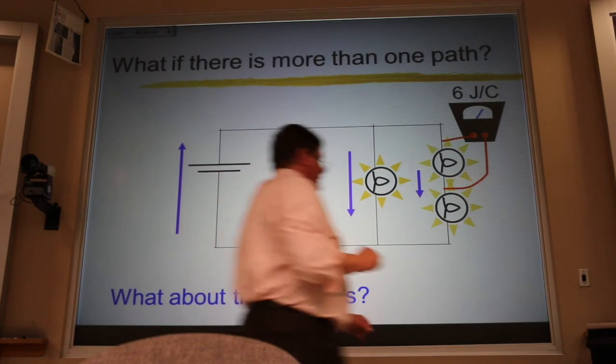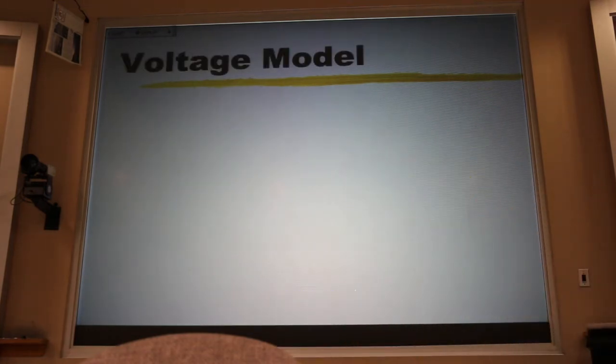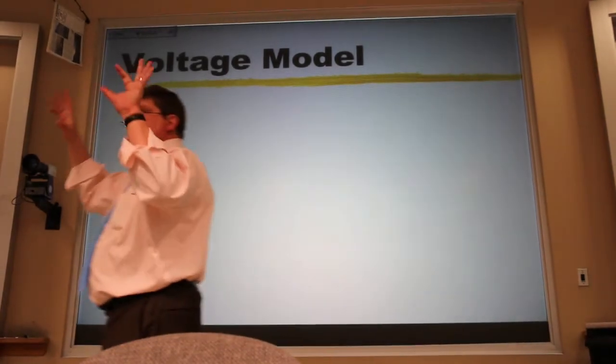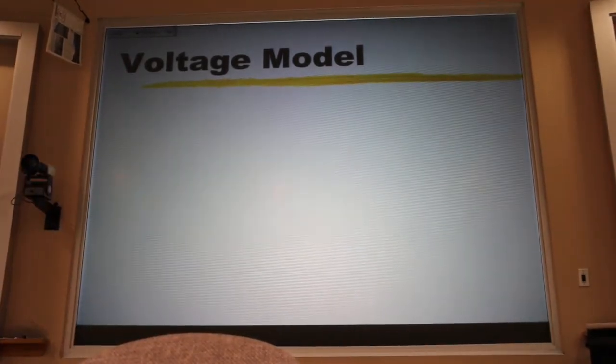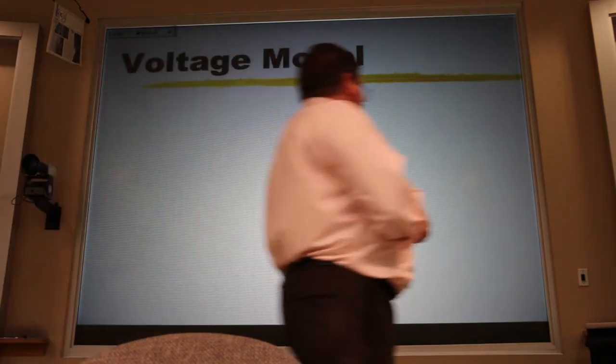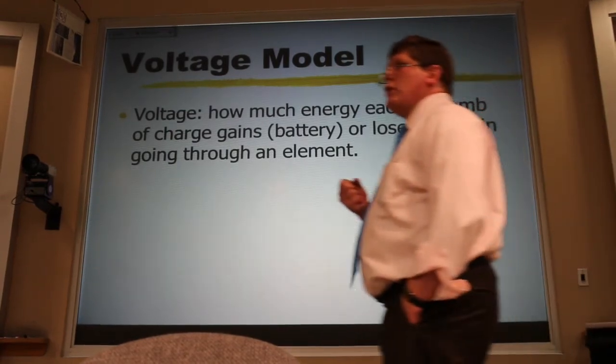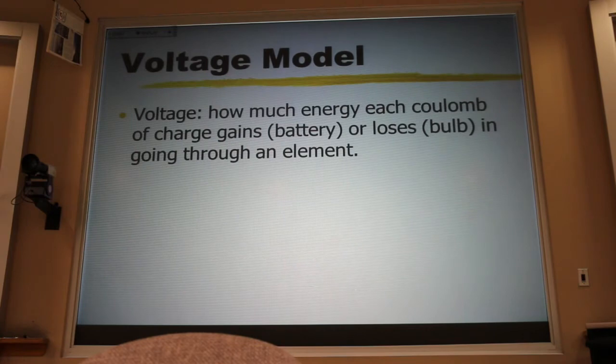So they're not unrelated. Now, our current model took us a long time to develop. It had a lot of different bits and pieces. It was fairly complex. The voltage model is just trivial by comparison. This is all that's there. Voltage is how much energy, electric potential energy, that a Coulomb gains going through the battery or loses going through a bulb or a resistor.